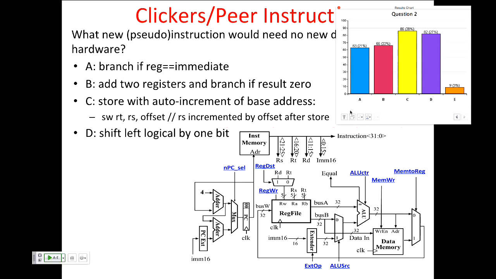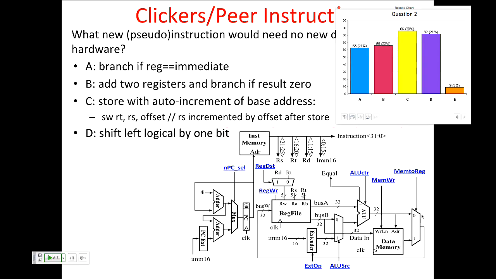So the comment tells us that we want to increment the value stored in RS by the offset after the store. So RS incremented by offset, what is that value? So RS plus offset. What is RS plus the offset? It's the address. It's the address to which we're storing. So we have that value, right? So we don't need to add any more circuitry to compute that value. That value is right here at the output of the ALU. Now we just need to store it back to RS.